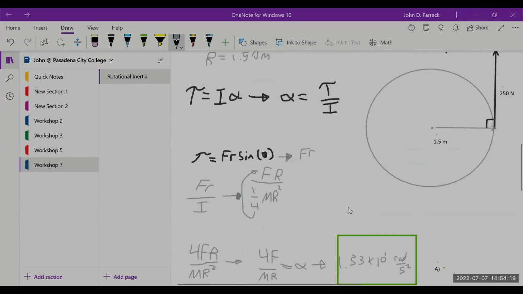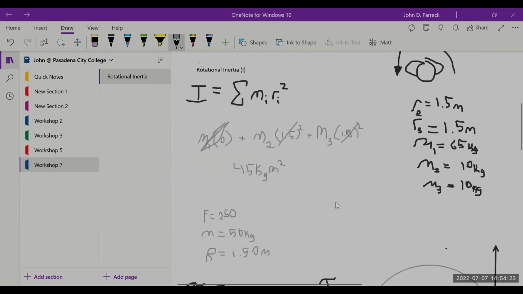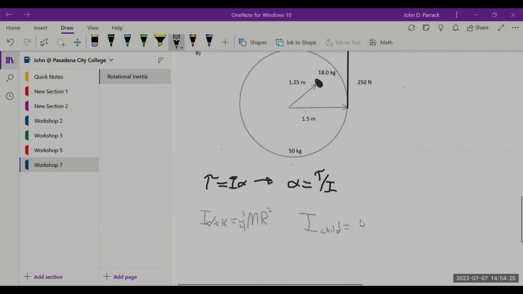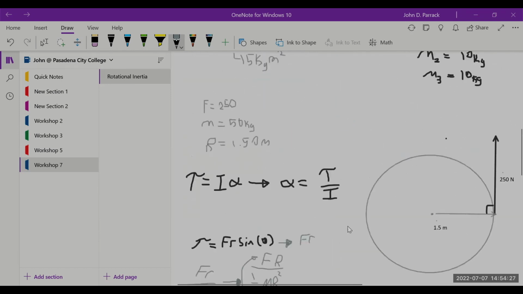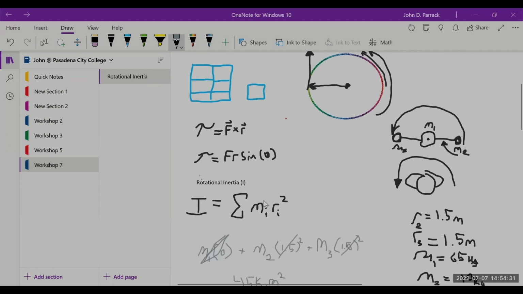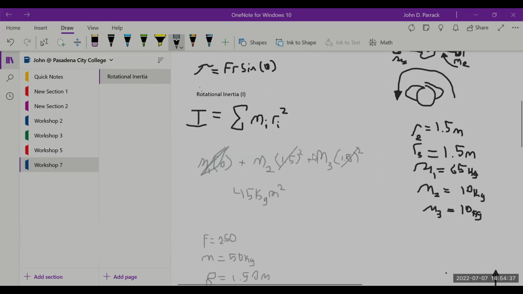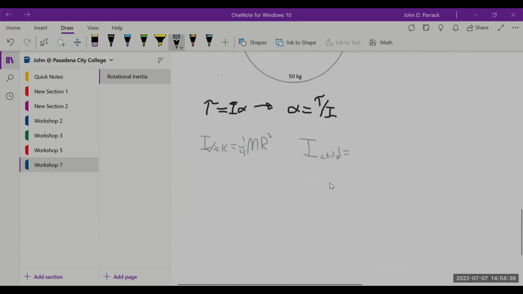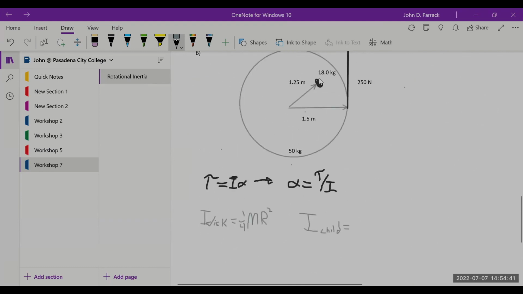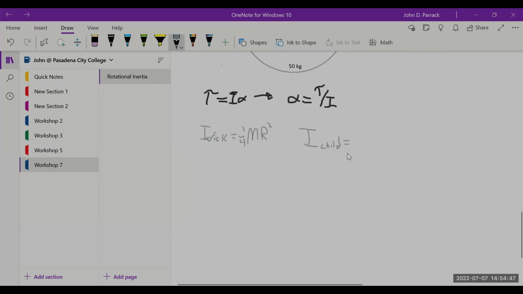Right, so the rotational inertia of a point mass, we're going to treat this child as a point mass, is going to be the sum of the mass times the square of the radius away from the center axis. So for the child, we have how many masses? We're just going to treat the child as one 18-kilogram mass. That's what the problem tells us to do, just giving us the total mass of the child.